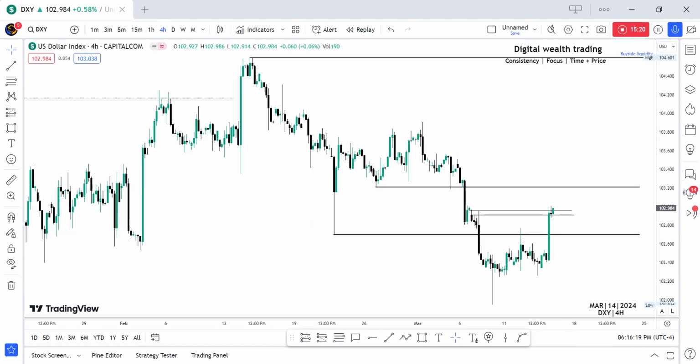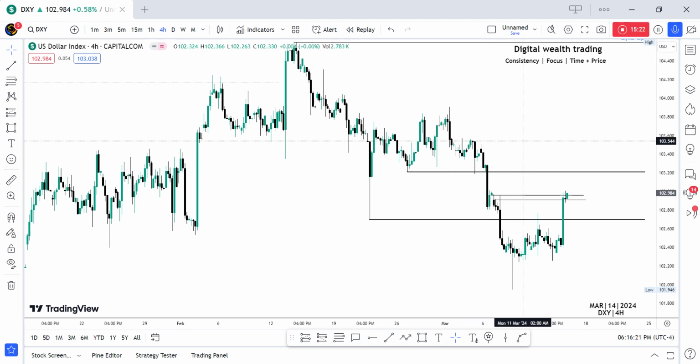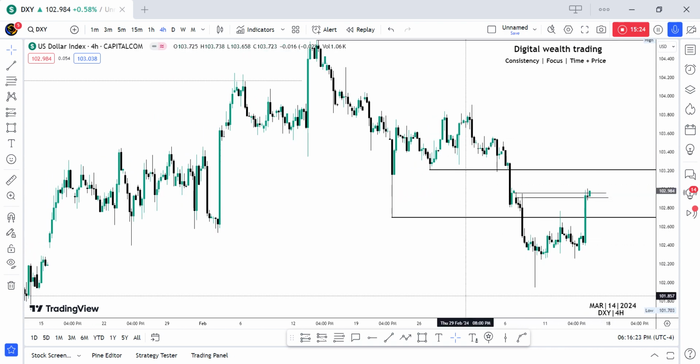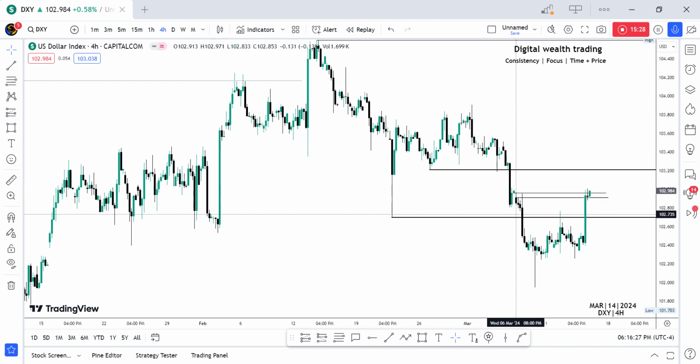I will try to be a little bit faster as time is not on our side. Now, if you see, the same thing has happened. We did not respect this area of interest and the market rallied impulsively. Look at this one candle. This is news.